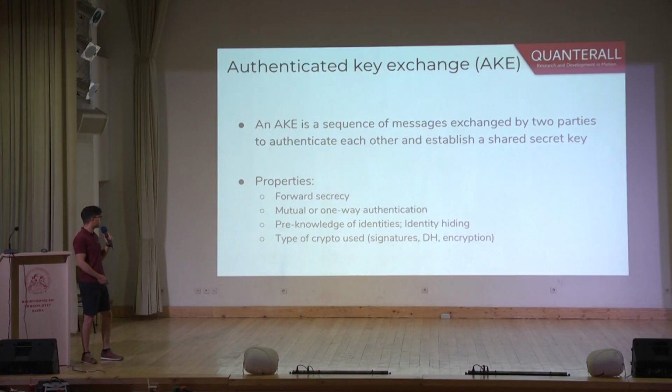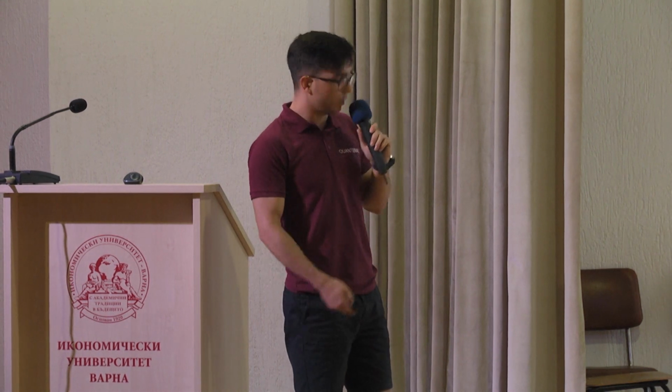Or we have something called identity hiding, where before Alice and Bob authenticate to each other, they establish a secured key, and using this secured key, they authenticate to each other, without another person knowing who they are exactly. And we have a lot of different crypto used: different signatures, DH, and different types of encryption. DH is actually the Diffie-Hellman operation, which is quite widely used in AKEs.